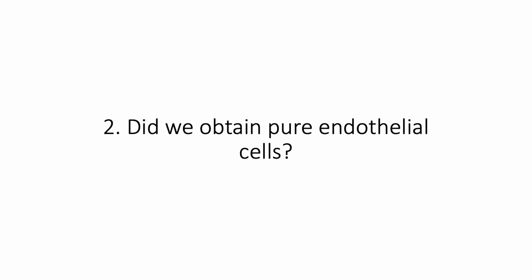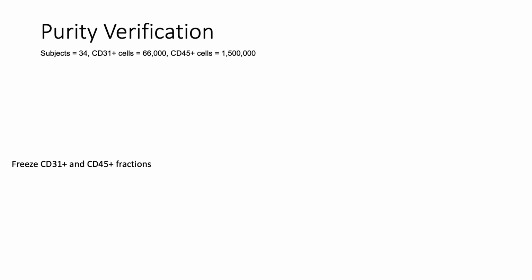Returning to our original intention of our experiment, we wanted to determine if we obtained pure endothelial cells from FACS. To do this, we froze CD45 positive and CD31 positive fractions, and in a batch analysis, combined 34 patients. In total, we had about 66,000 CD31 positive cells and 1.5 million CD45 positive cells. We then took these cells to the Huntsman's molecular diagnostic core for RNA extraction.